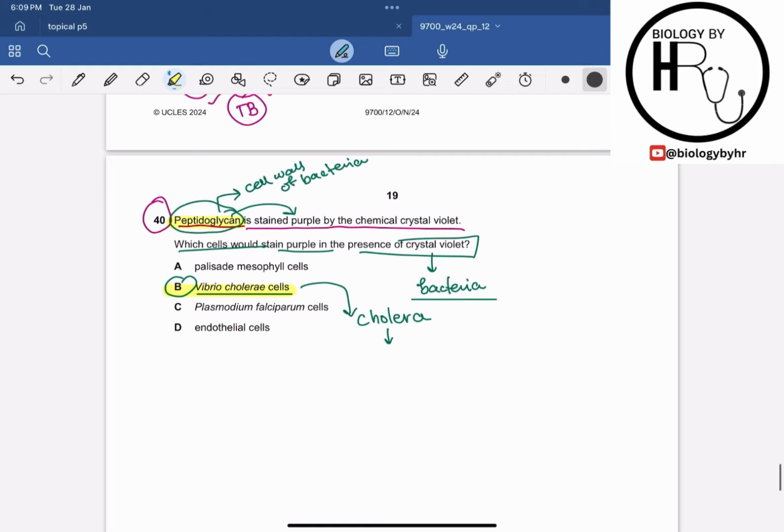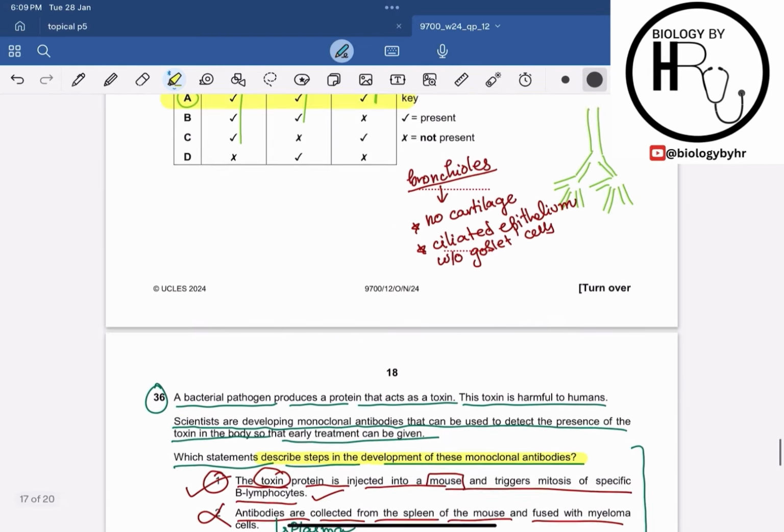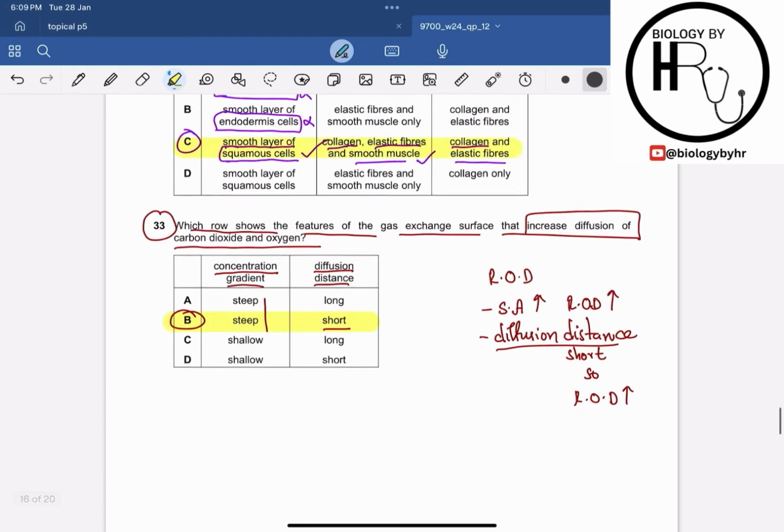Finally, this was the last question, and this wraps up our paper of winter 2024, paper 1 2.